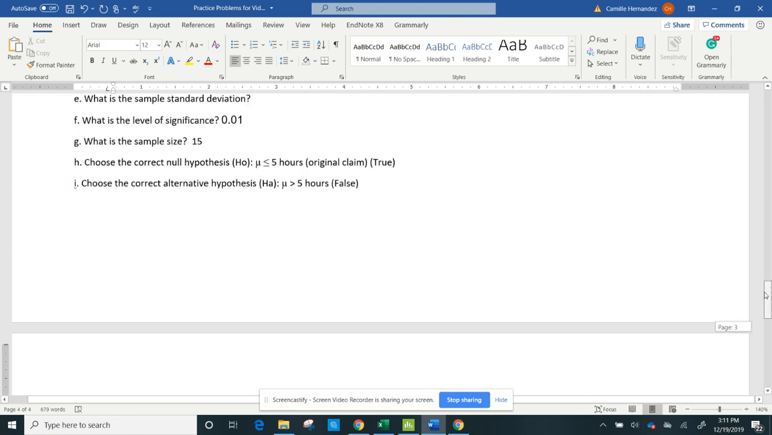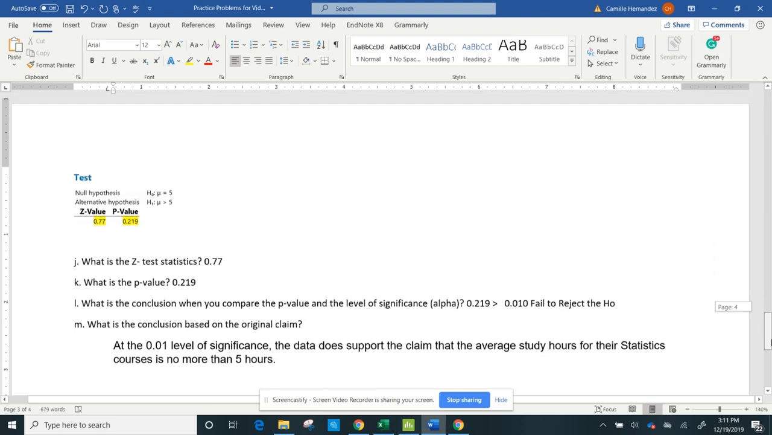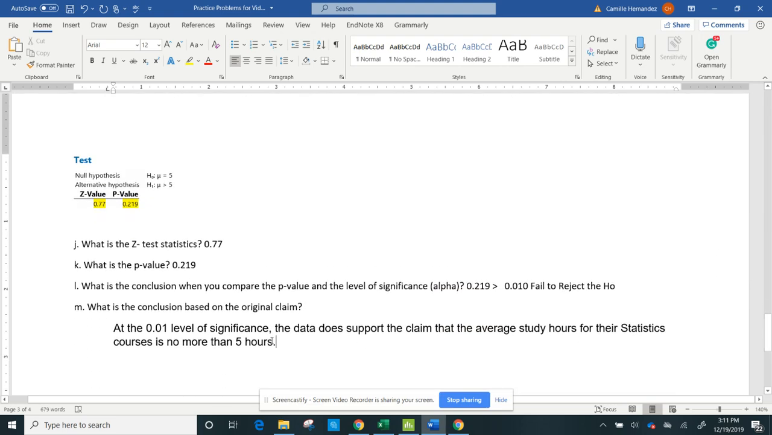And because I found it true, I'm really basically taking that null hypothesis and I'm concluding it in words instead of symbols. So at the 0.01 level of significance, the data does support the claim that the average study hours for statistics is no more than 5 hours.